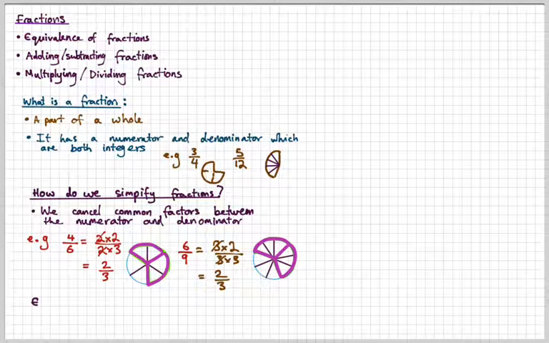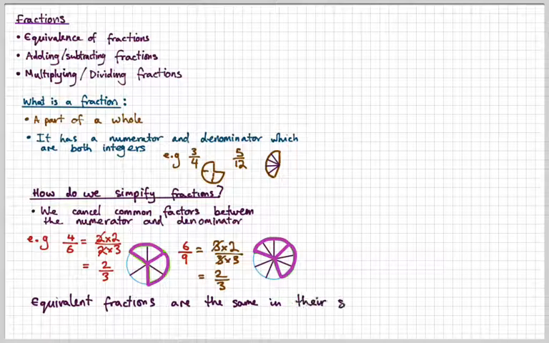Okay? So this begs the question, when are fractions equivalent? So equivalent fractions are the same in their simplest form. Okay, let's go back to that statement, sorry. We can say that 4/6 is equivalent to 6/9 because once we've simplified them, they are both the same as 2/3. Fractions are equivalent if they are the same in their simplest form. That's probably a better way to say it.